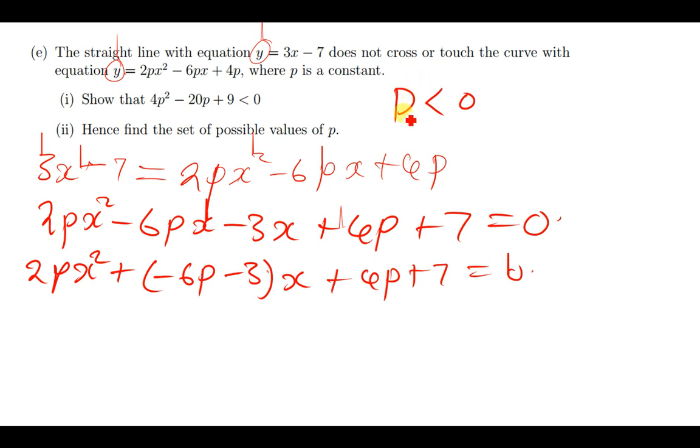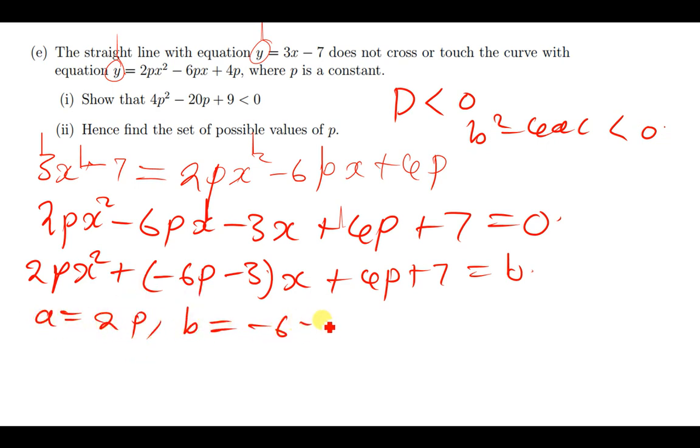So meaning our b squared minus 4ac will be less than 0. So which one is our a? Our a is simply going to be equal to 2p, and then our b will be negative 6p minus 3. Then our c will be 4p plus 7. So this is what we're going to have.